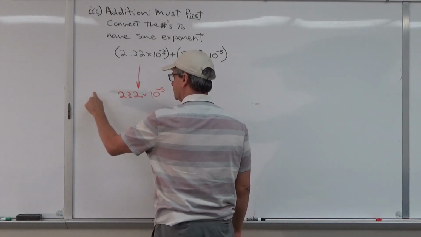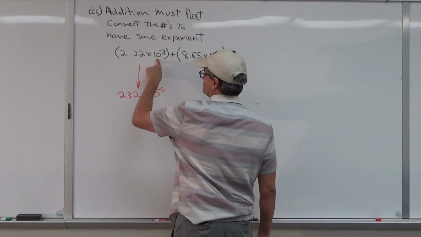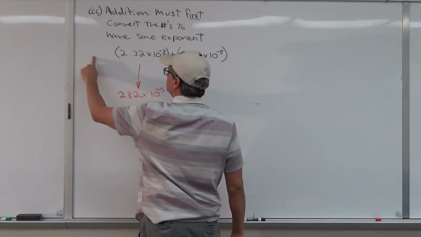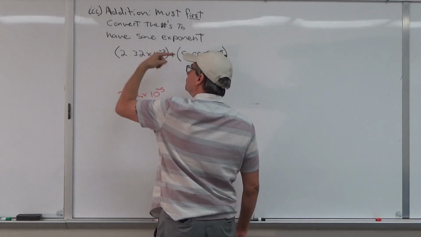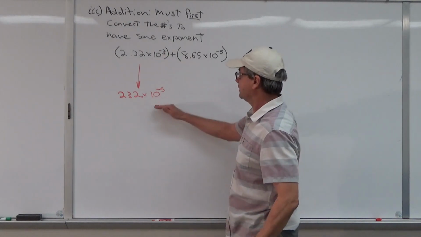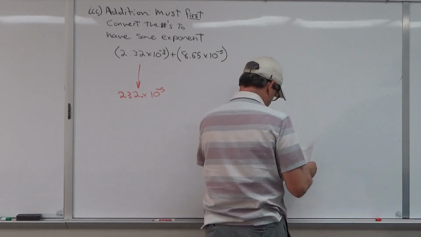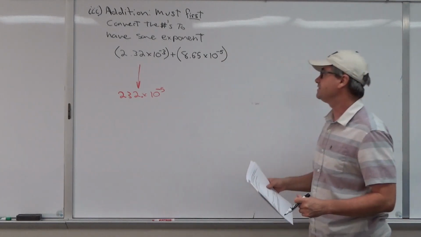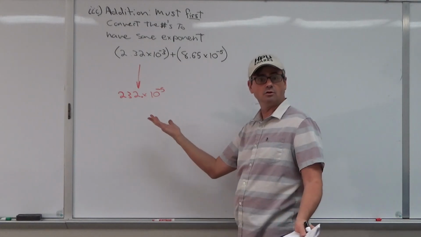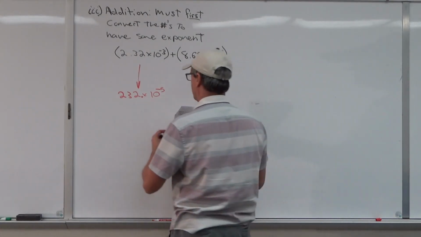So 0.00232. And for this one, you move it over 3. 1, 2, 3. So 232. So they're the same numbers. I haven't changed the value of the numbers, just changed how they're expressed. And once you do that, then it's easy. All you have to do is add these two numbers, and your answer is going to have the 10 to the negative 5 multiplier.